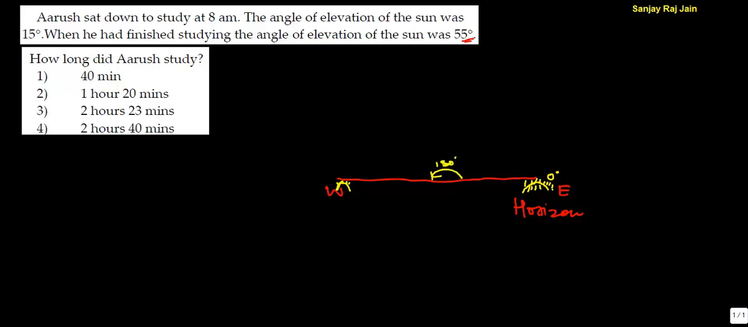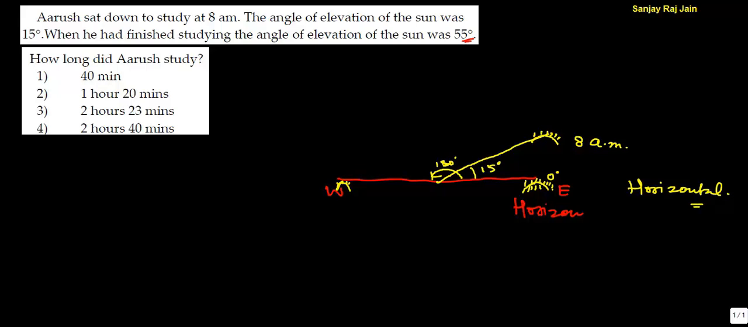All right. So we are given that at 8 a.m. the angle of elevation of the sun was 15 degrees. Let's say this is the position at 8 a.m., and let's say Aarush is sitting somewhere here, and this is the 15 degrees angle of elevation. I think you remember from our discussion on some applications of trigonometry that angle of elevation and angle of depression is always made with the horizontal.